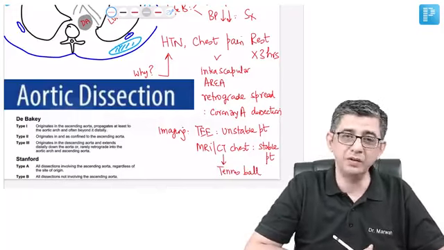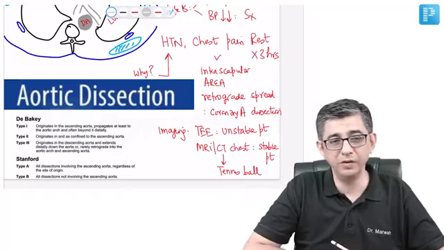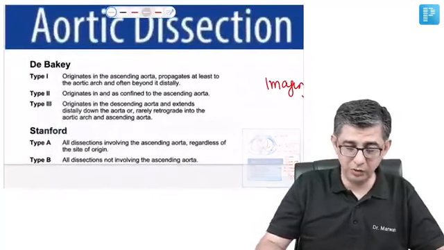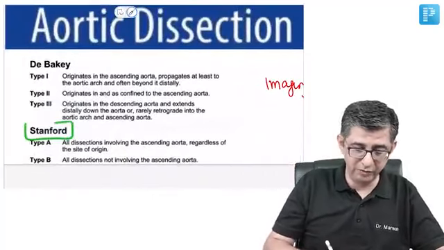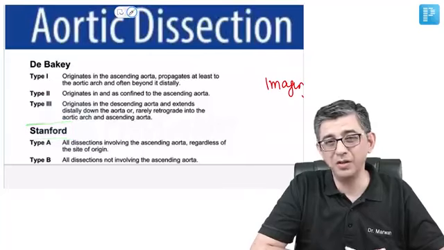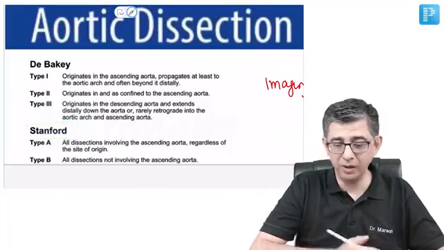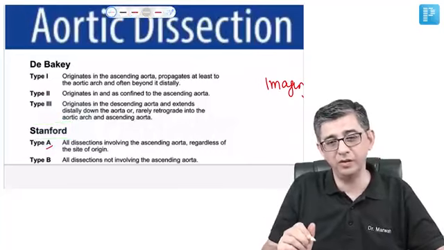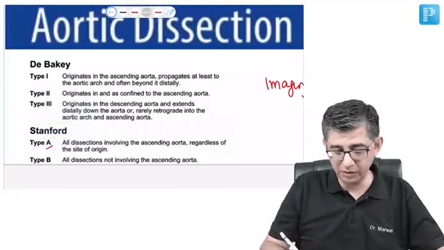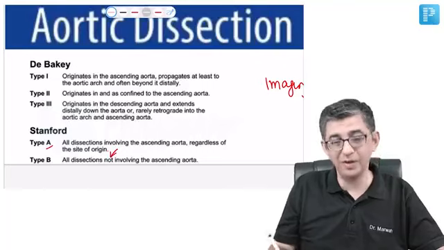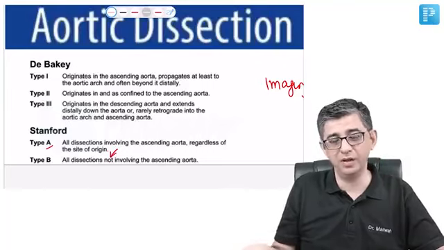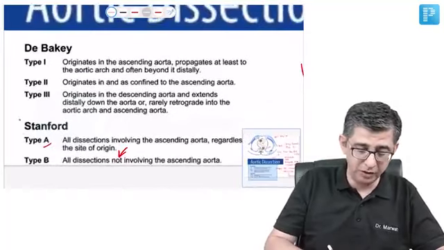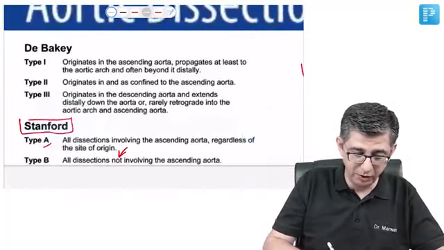As far as the treatment part is concerned, I've already told you in type A it's always surgery. And there are two classifications which can be used for this one, and most of the time in the exam they love to ask about the Stanford classification because it is simple and straightforward. Type A would be any kind of dissection that involves the ascending aorta irrespective of the site of origin, and type B would be all dissections which are not involving the ascending aorta, that would be descending aorta, arch, subsequently. Mostly in the exam it is type A and type B that you need to give importance to.